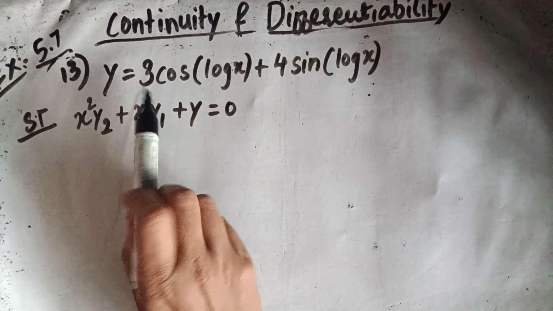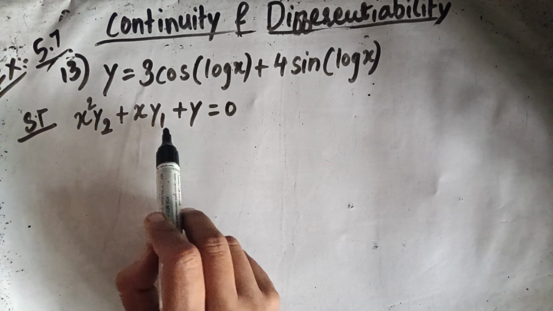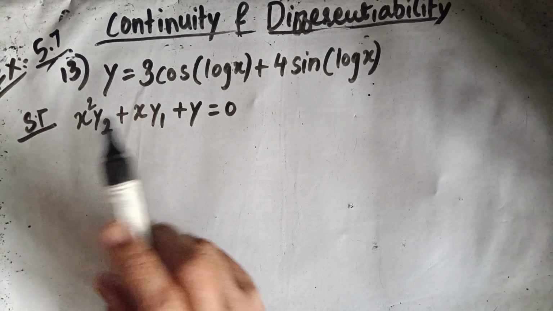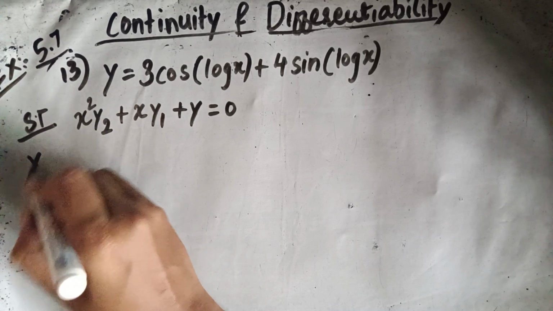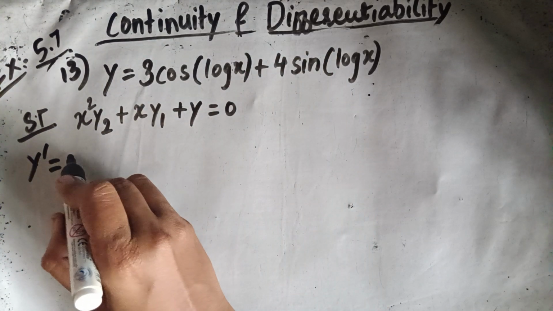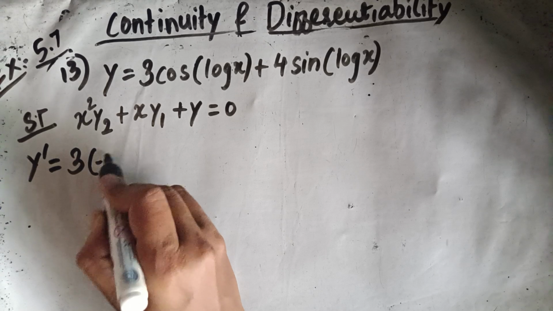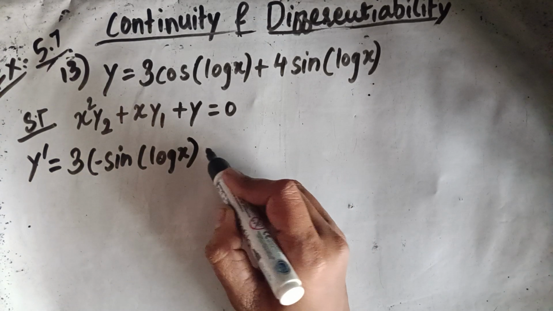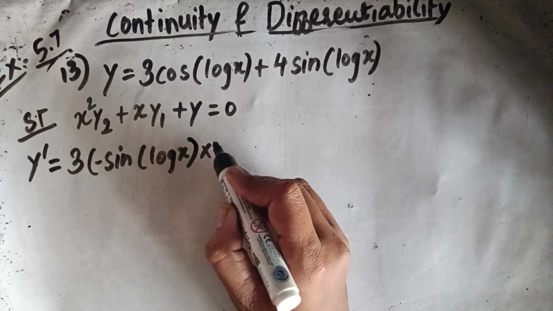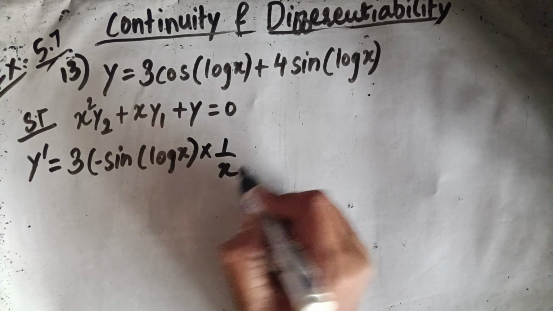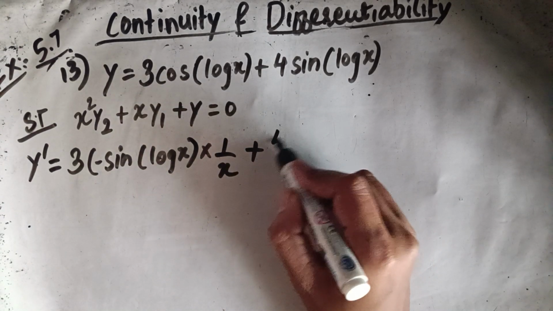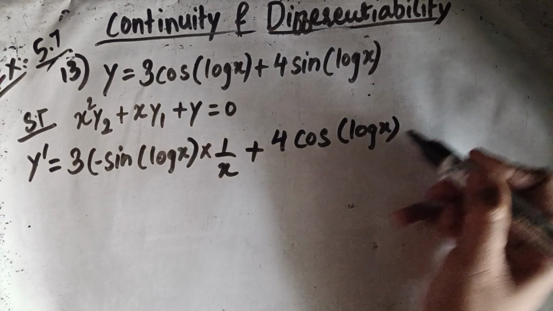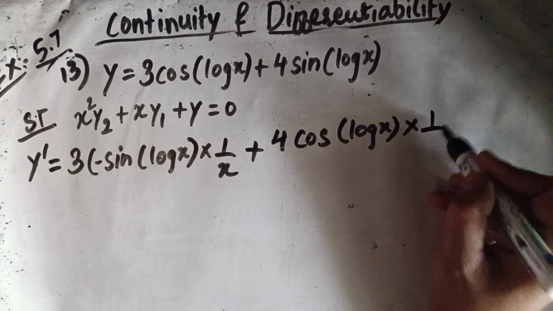Next question is, if you have y this, you have to show this. So y1 and y2 are the derivatives. This is first derivative, this is second derivative. So y dash of this is 3 minus sin log x into derivative of log x, 1 by x, plus 4 cos log x, derivative of log x, 1 by x.